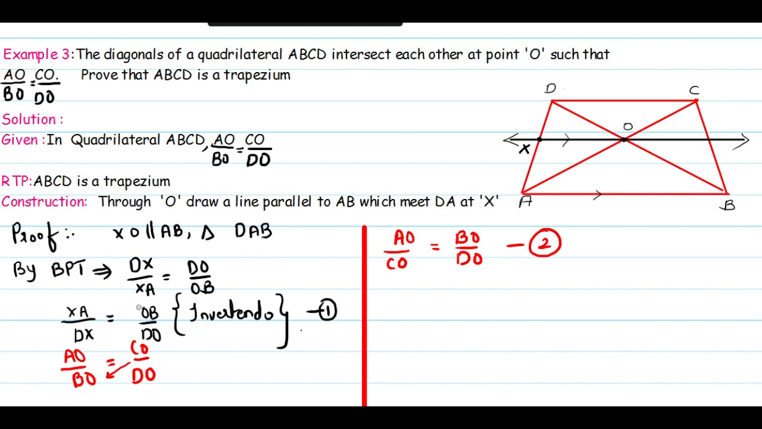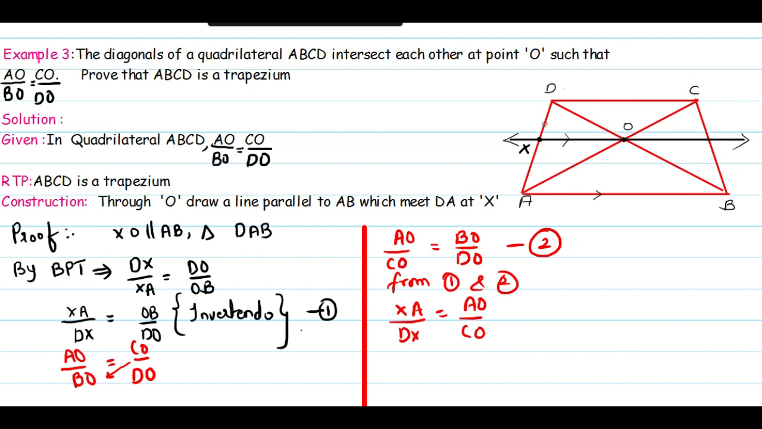As you can see, in equation 1 and equation 2 we have on the RHS OB by DO, and BO by DO, both are the same. It means these two ratios are equal to OB by DO. So from 1 and 2 we can say that XA by DX is equal to AO by CO. Now, let us move back to our figure and check this. XA by DX is equal to AO by CO.